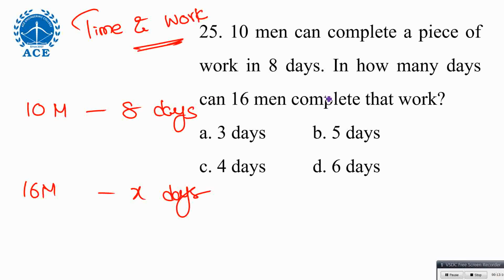10 divided by 16, the number of people. This should be x by 8. Why x by 8? Because it is inversely related. Directly related means 10 by 16 equals 8 by x. Directly means 10 and 16, 8 and x will come. Inversely, so because of that, x by 8 will come into the picture. This also will give 5 days.